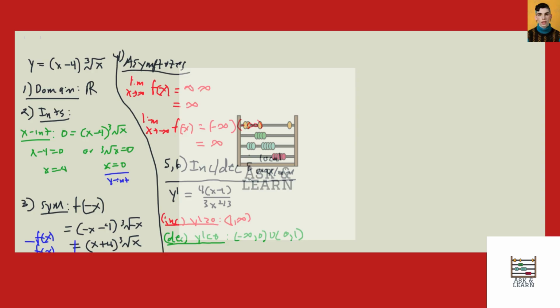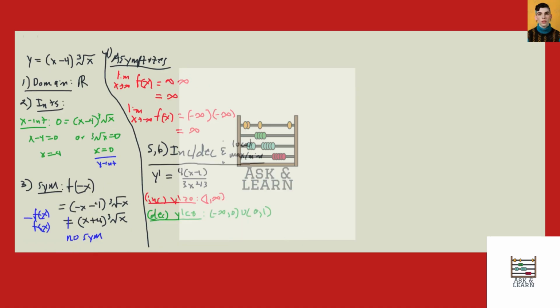Now let's go ahead and put those two points we found before and see if we have maxes or mins out of them. So we had x is equal to 0, x is equal to 1.